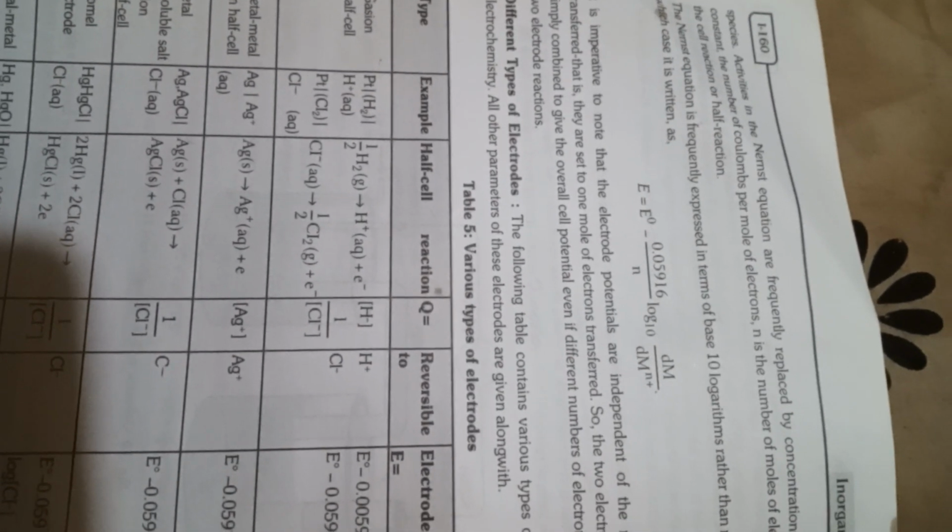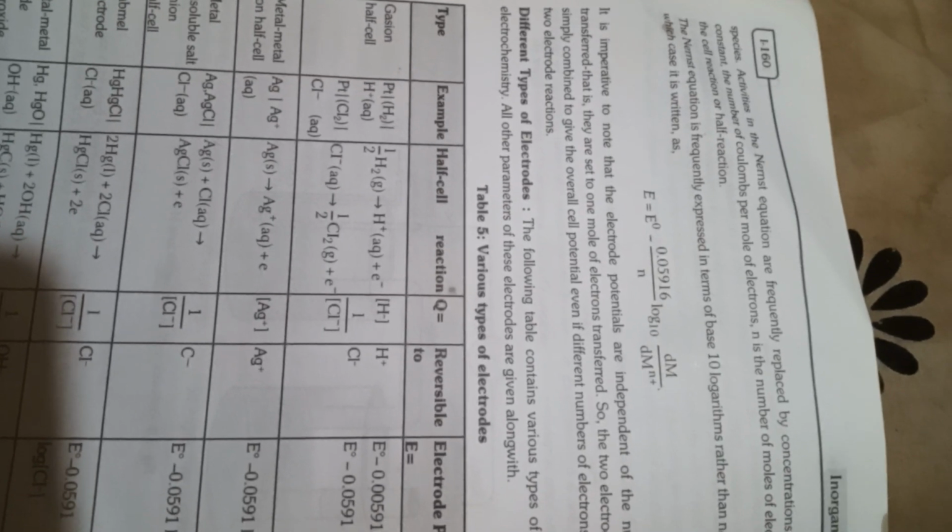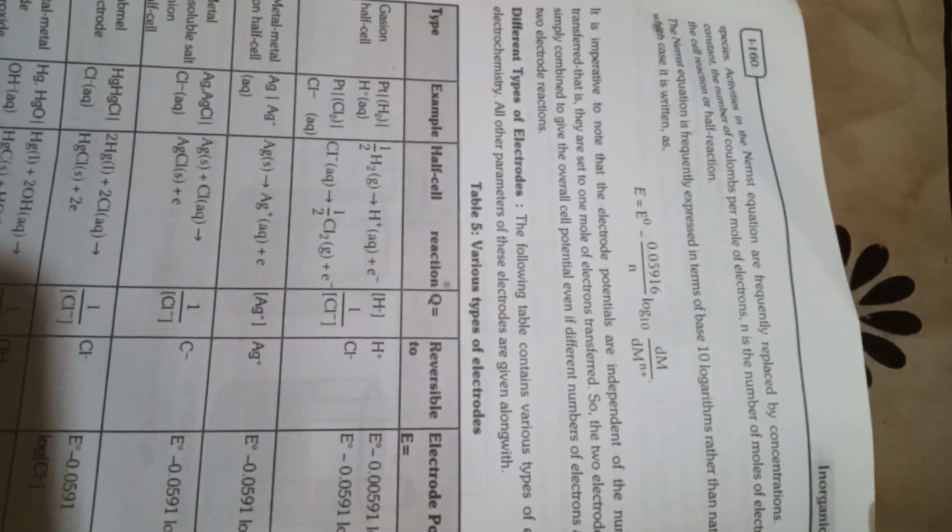R is the universal gas constant, T is the absolute temperature, and a is the activity of the relevant species. Activities in the Nernst equation are frequently replaced by concentrations. F is the Faraday constant, the number of coulombs per mole of electrons, and n is the number of moles of electrons transferred in the cell reaction or half cell. The Nernst equation is frequently expressed in terms of the base 10 logarithm rather than the natural logarithm, such as E = E° − (0.05916/n) log10([M]/[M^n+]).